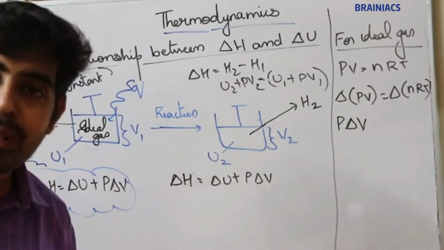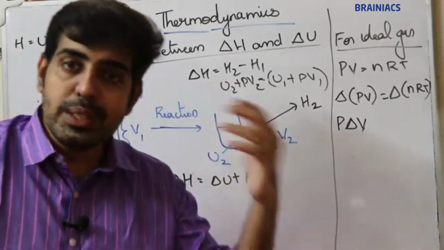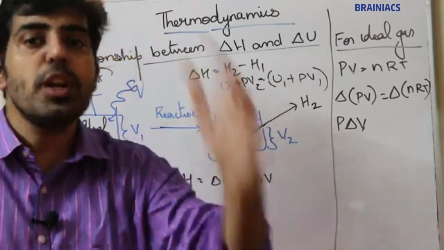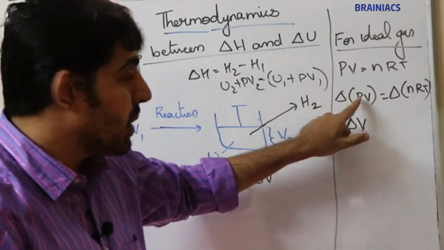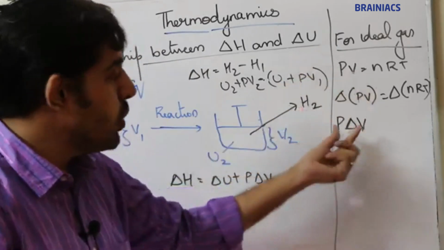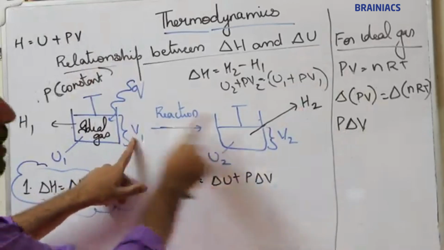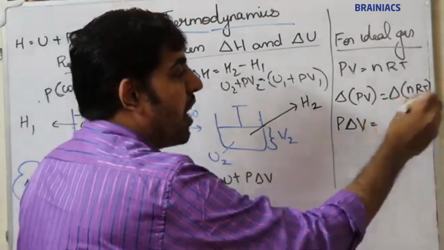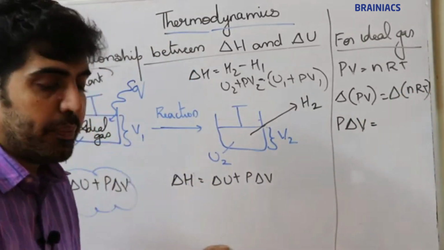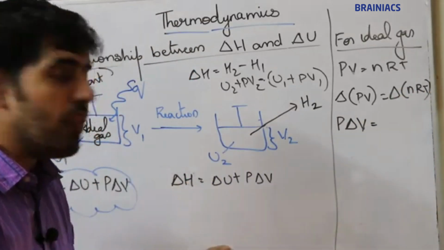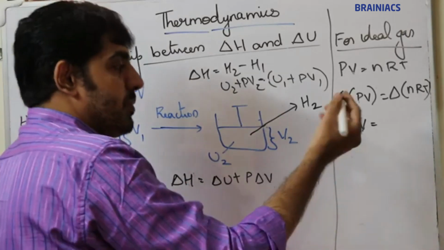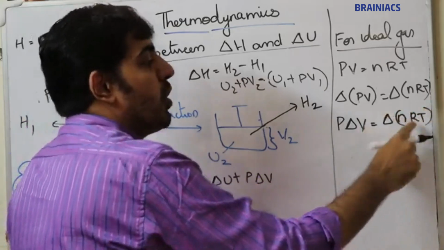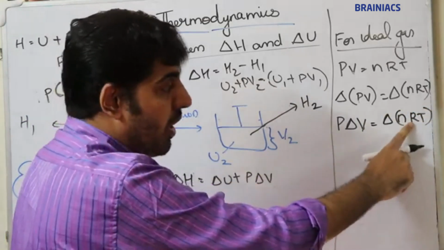All our reactions occur at constant pressure; last class we discussed those details. So I am taking P outside, so P into change in volume. There is a change in volume, V1 changes to V2. You can observe that this is equal to delta of nRT. I think it's clear. Delta of nRT. Now we know that R is constant.